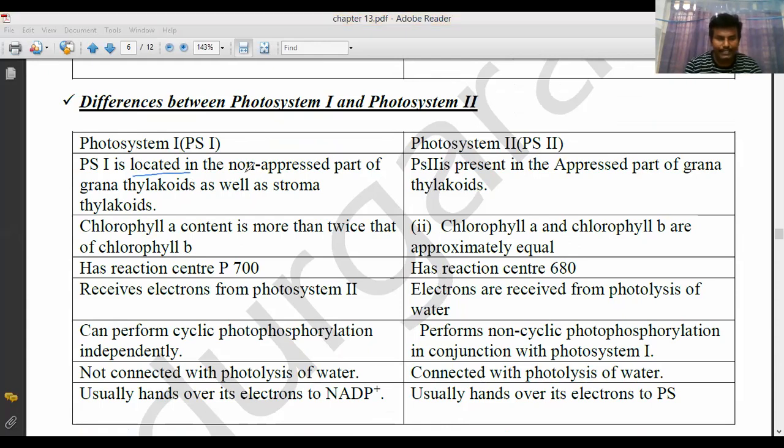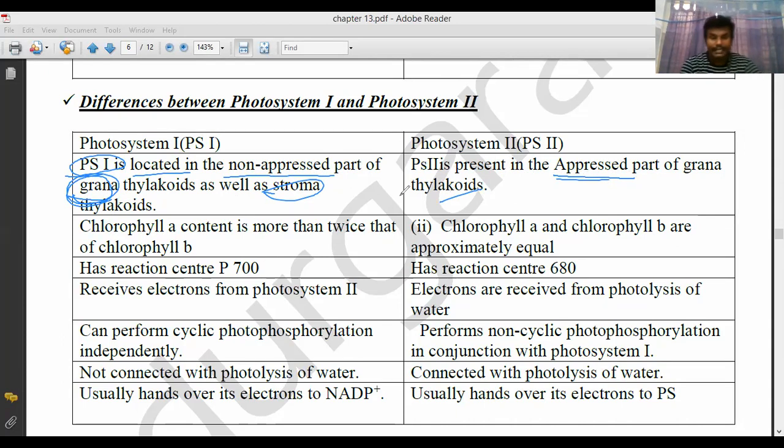Photosystem 1 is located in the non-appressed part of the grana thylakoid. Non-appressed means not the specific parts of the grana. PS1 is located in the non-appressed part of the grana thylakoid as well as the stroma thylakoid. In the specific parts of the grana and the stroma lamella, PS1 is not there. PS2 is present in the appressed, specific parts of the grana thylakoid.